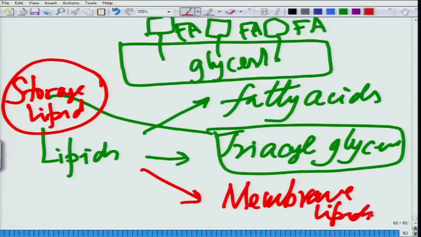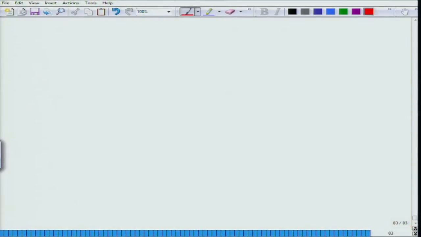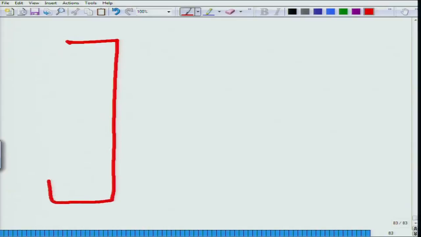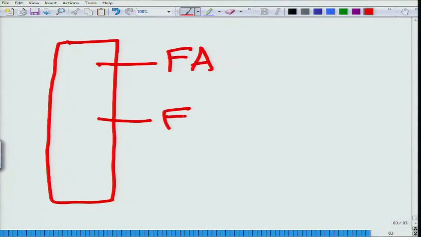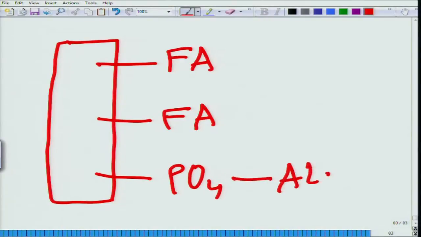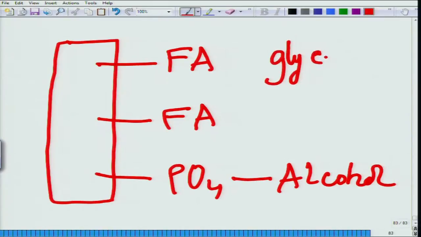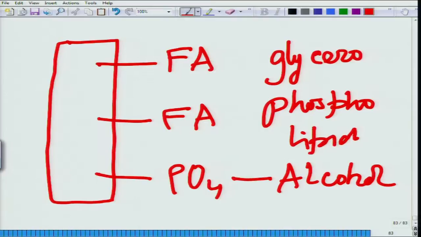They have a lot more modifications, and if I had to draw them, one second, okay. So, membrane lipids have much more complex structures. For example, this is the glycerol moiety here, and you have a fatty acid here, a fatty acid here, and you have PO4, and an alcohol attached here. These are called glycerophospholipids. These are membrane lipids, and there are many other classes of membrane lipids, which I will come to once we start on the membrane.